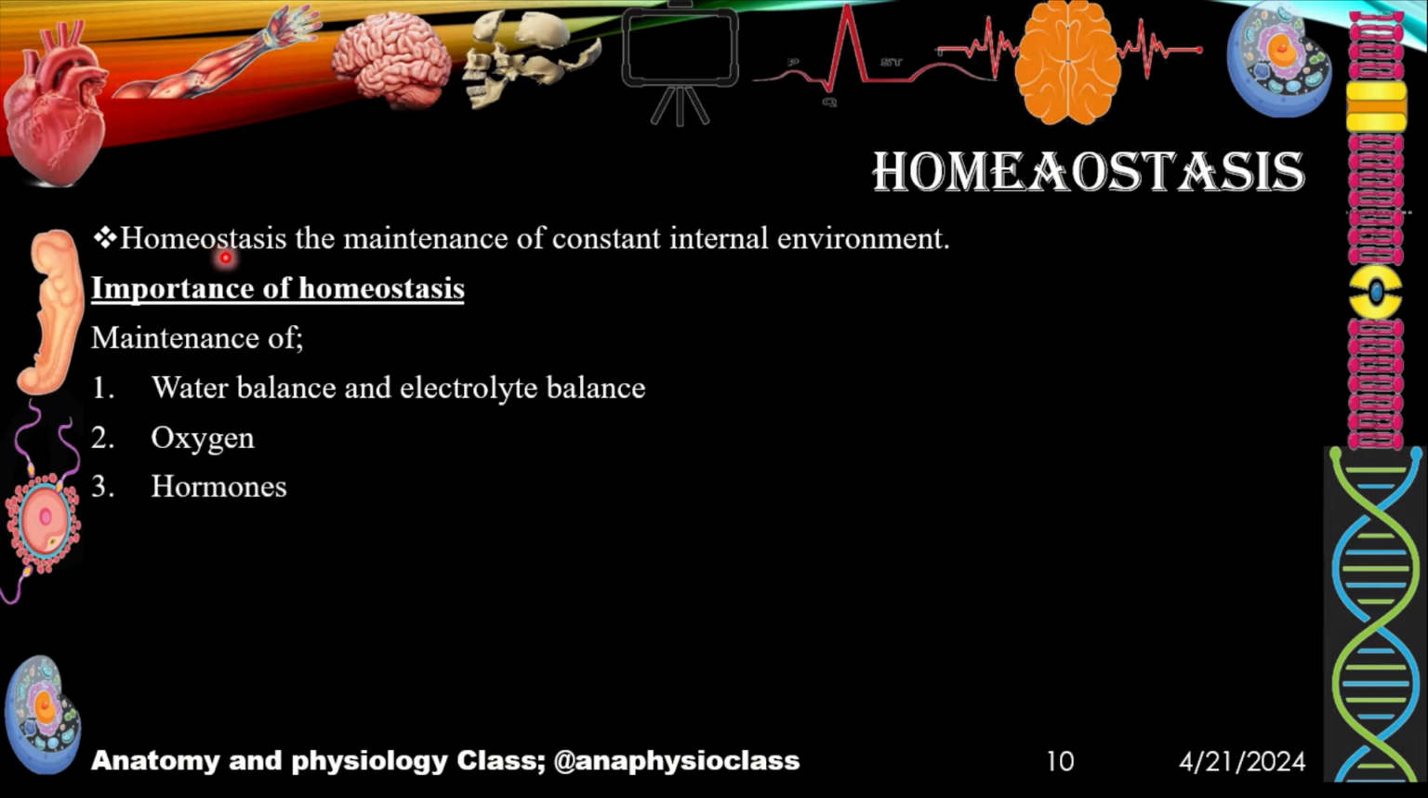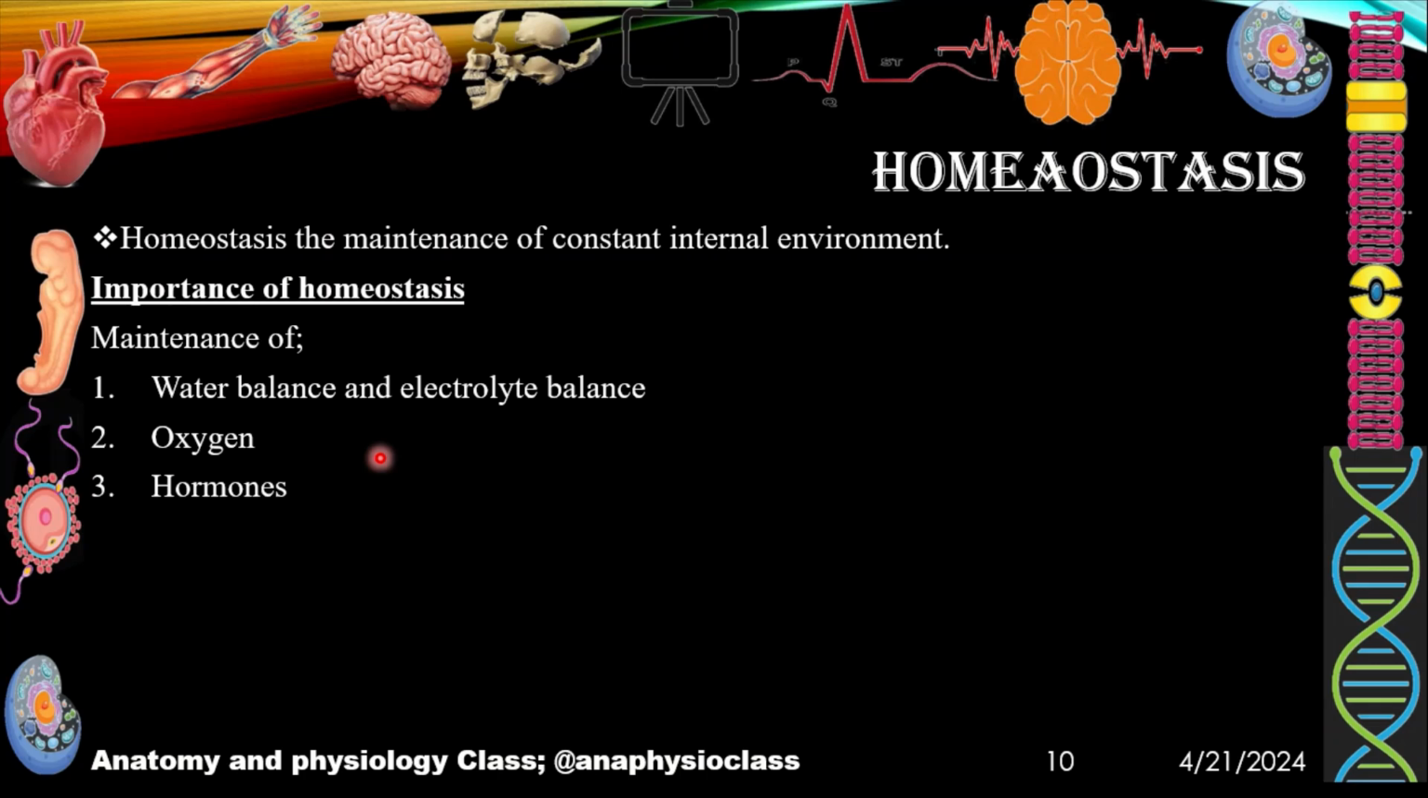And oxygen, maintenance of normal oxygen, because oxygen is very vital for different metabolic activities. Different metabolic activities are in constant need of oxygen for them to occur. That is why maintenance of normal oxygen level is also very important, and it is one of the roles of homeostasis.